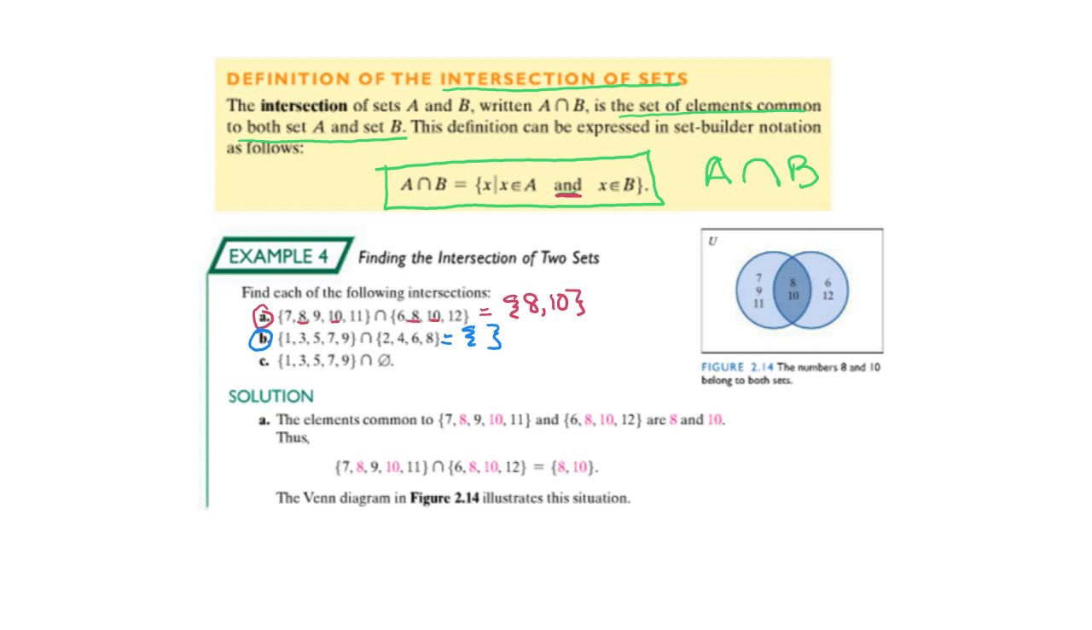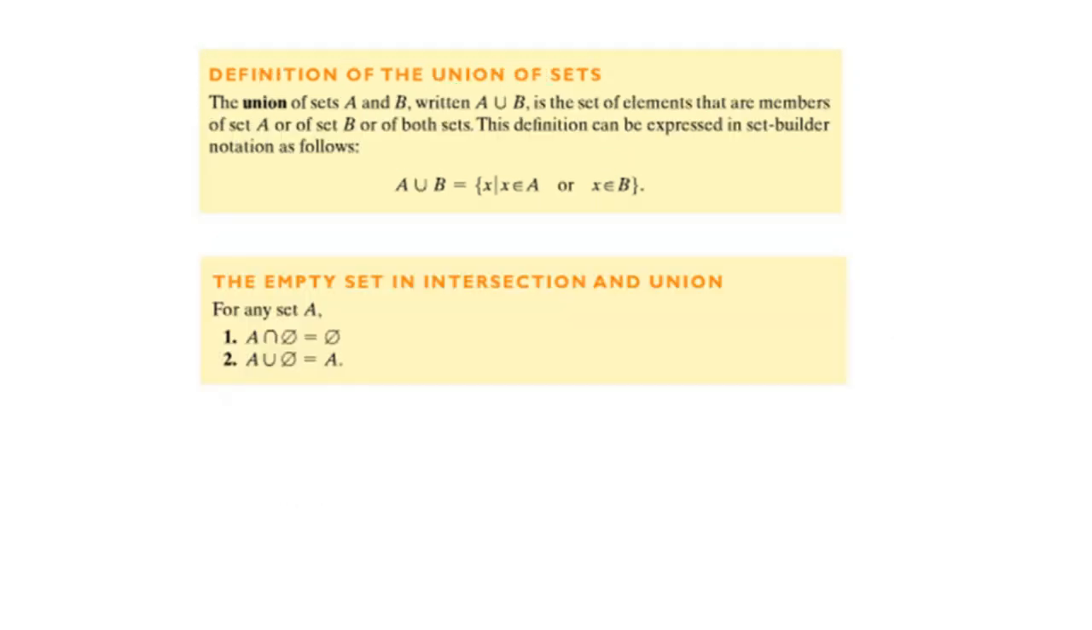All right, and then we have the last one here. If you have the first set 1, 3, 5, 7, 9 intersecting with the empty set, the empty set does not have any elements, but we do have set 1, 3, 5, 7, 9. The answer, since they have no elements in common, is still going to give you the empty set.